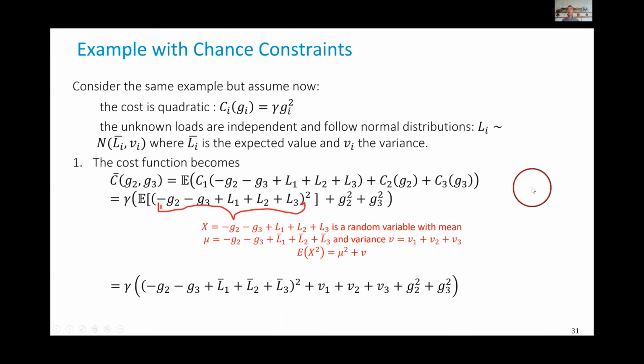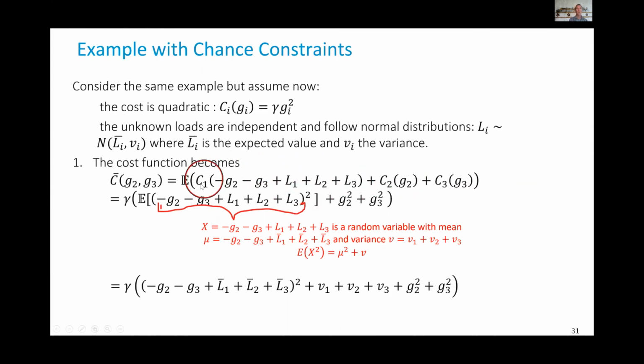The important thing to be able to compute the expectation is to have a clear idea about what we are doing. What we are doing here is we are treating G2 and G3 as fixed, even though they are not fixed, because we want to find their optimal value. But in the computation of the expectation, they are fixed. Remember the game: I choose G2, G3. Nature chooses L1, L2, L3. And the question I'm asking is, what in average should I pay as a result of my choice of G2, G3? So the random thing is L1, L2, L3.